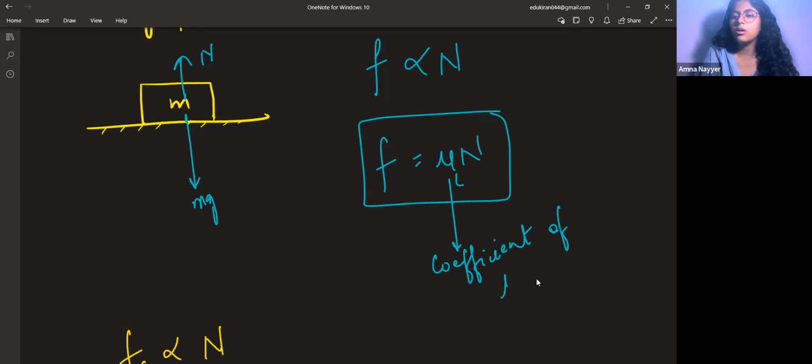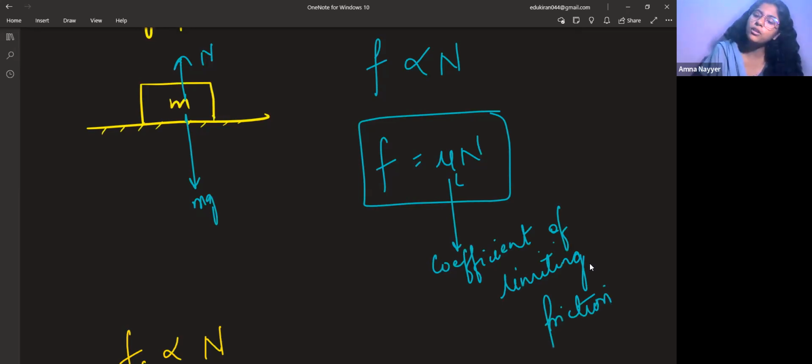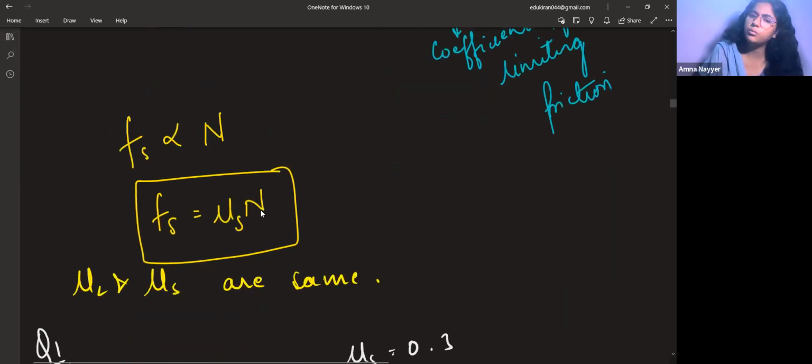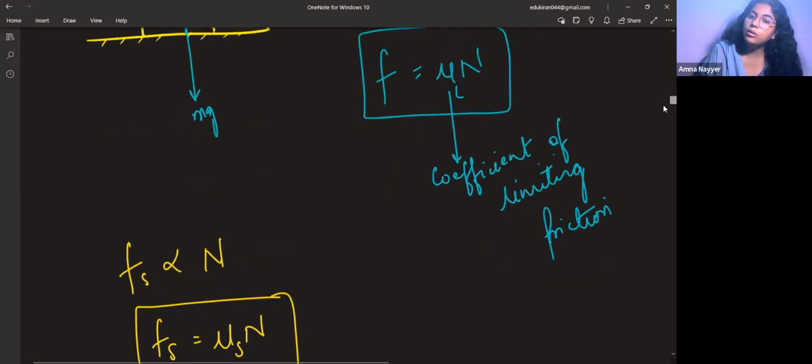that is the coefficient of limiting friction. This is the coefficient of limiting friction. Similarly, if it's a static friction that is occurring, you will have F S is equal to mu S N. Both are the same, both are basically coefficients. Now, depending upon the values of N, you will get different values.